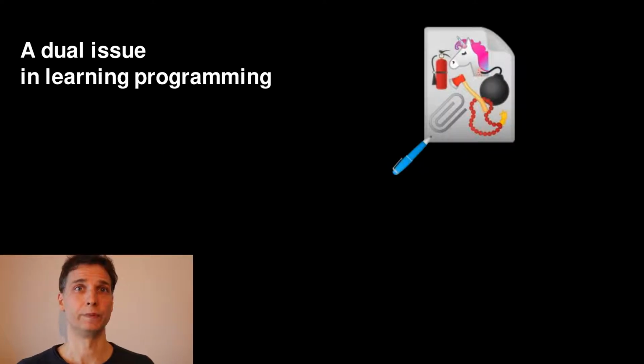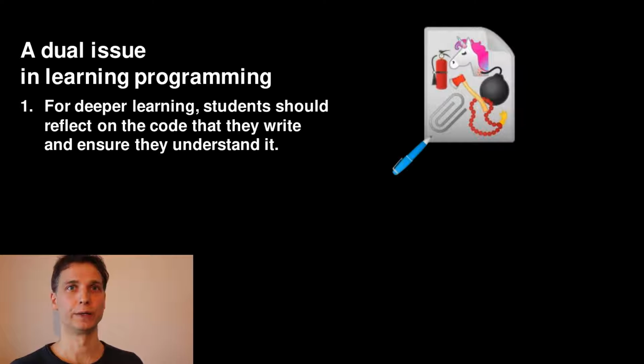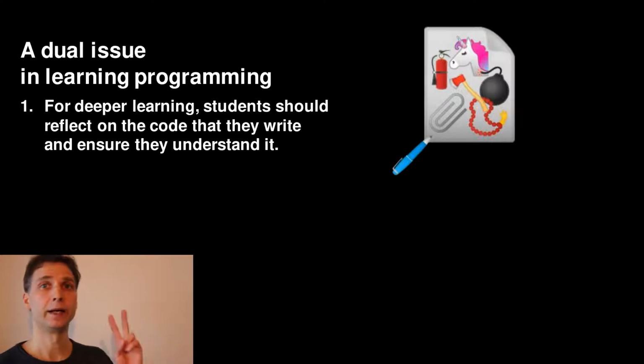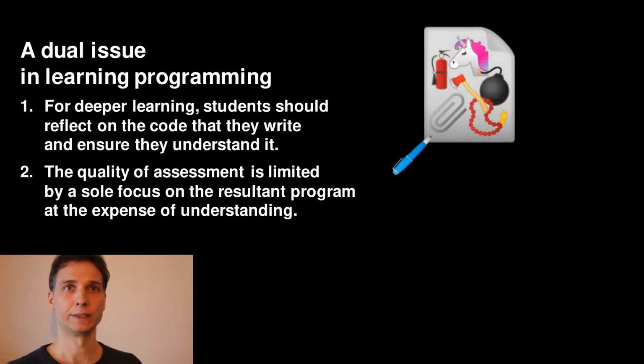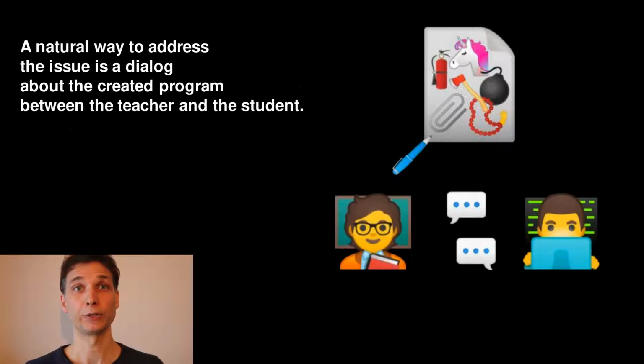What we describe is a dual issue where, from one perspective, students should reflect on their code to ensure their understanding. And at the same time, the assessment is limited to the submitted program, ignoring comprehension of that program. A natural way a teacher might address this issue is to start a dialogue about the created program with the student. The teacher can ask the student to explain details of their program design and execution to assess their understanding.